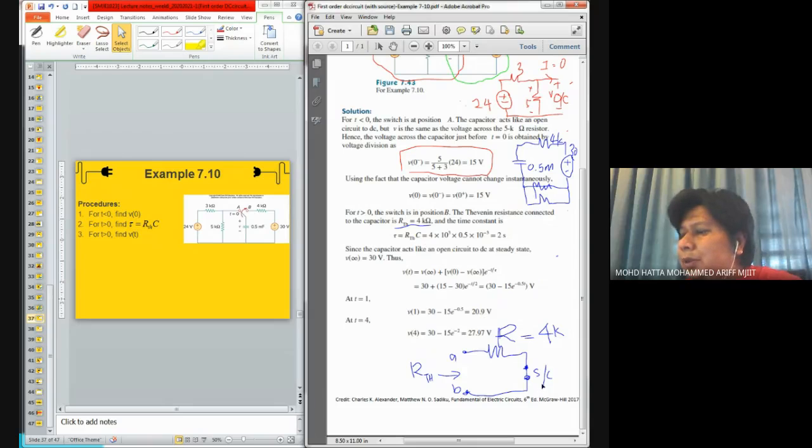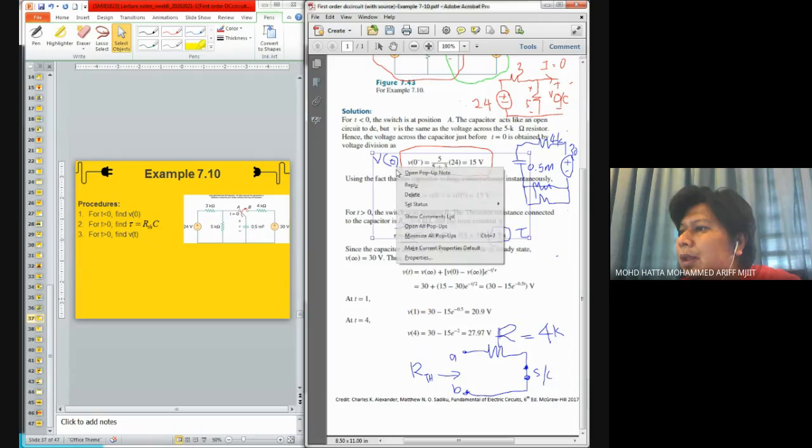For current, you put it as open circuit. Then you find what is the resistor value looking from the capacitor that you removed earlier. So this is what happened in the circuit. And to get tau, tau is simply given by RTH times the capacitor, and you will get tau value equal to 2 seconds.